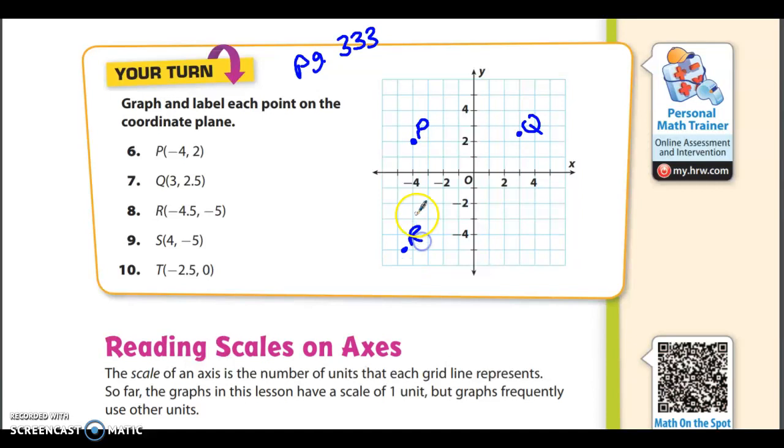That is R. And we've got 4, -5. 4 is to the right and -5 is down. It's right here. That's S. And T is at -2.5, that's to the left 2.5 and up 0. So it's actually on the x-axis. T. Okay, make sure your points are exactly where mine are. If you don't understand one of those, please ask me for help. All right, let's move on.